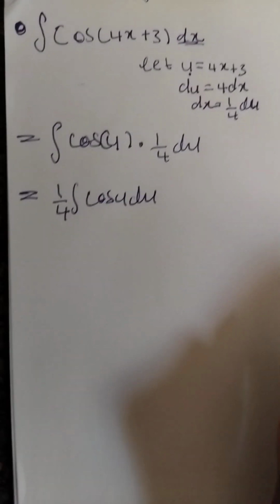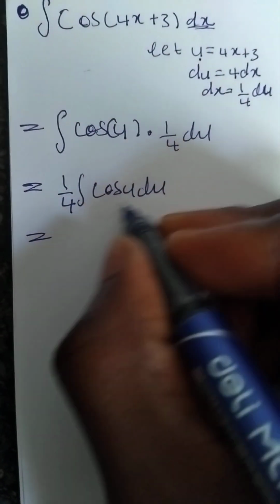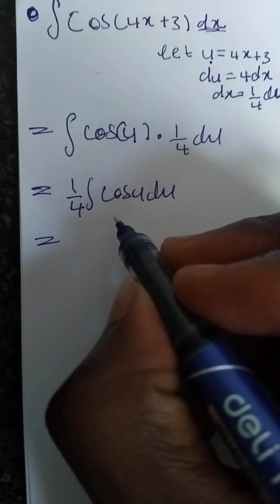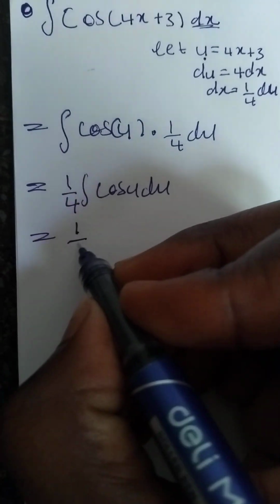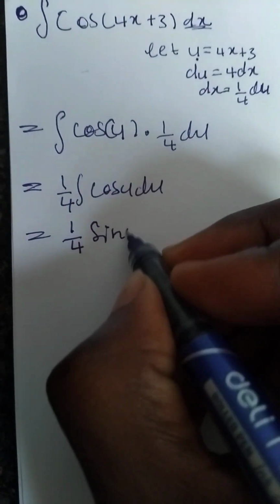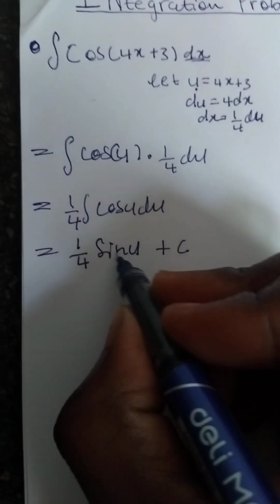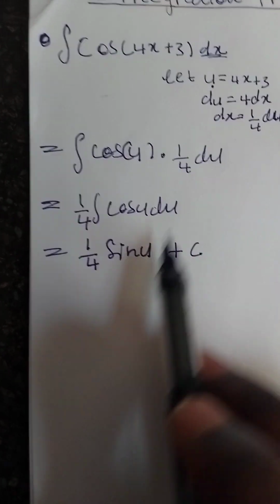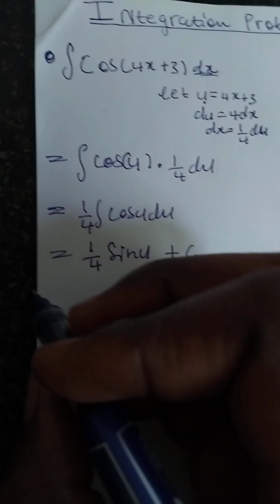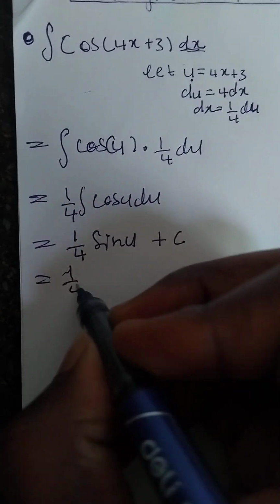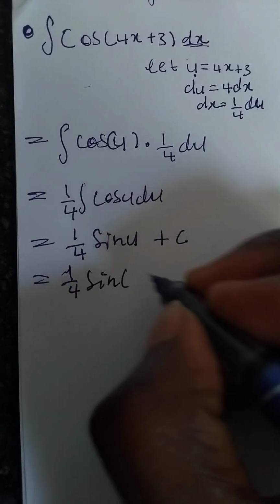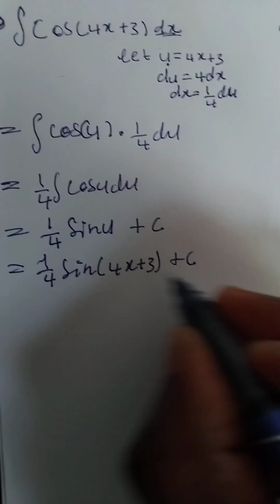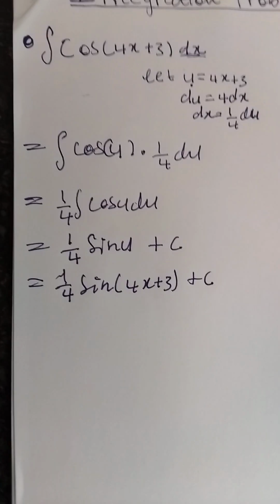So this one now is a simple integral. Don't make the mistake of saying the integral of cos u is minus sin u. That one is for a derivative. Since you're integrating, it's just going to be positive, isn't it? So we're going to have 1/4 sin u + c. But then our initial problem was not in terms of u, it was in terms of x. So we have to put back what our u was. We know that our u is 4x + 3. So we have 1/4 sin(4x + 3) + c. This is the solution to the problem.